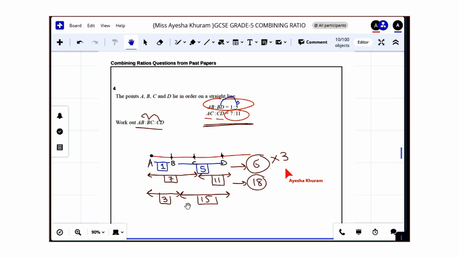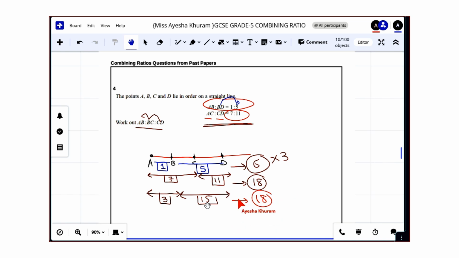I have to figure out the next one. 1 plus 5 is 6, and 7 plus 11 is 18. It looks like a multiple of 3, so I multiply my blue part by 3. 1 times 3 is 3, and 5 times 3 is 15. When I add up, I also get 18. Does that make sense, kids?